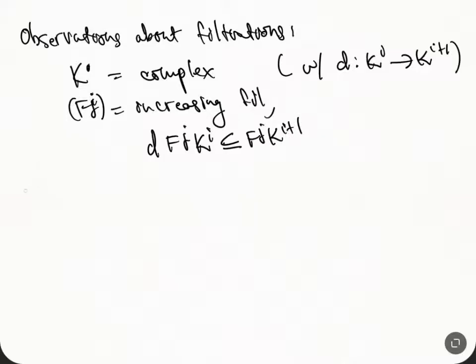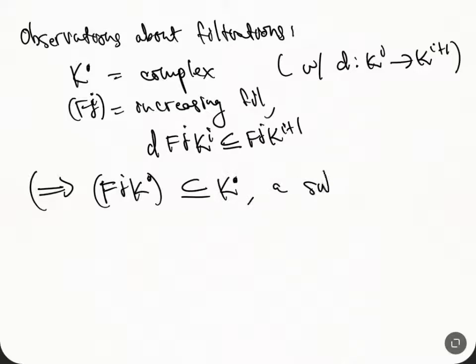Okay, so this means that F^j of K bullet is a subcomplex. A subcomplex. Okay, I want to say something else. The other thing that I want to say is, so this is the first thing I wanted to say.